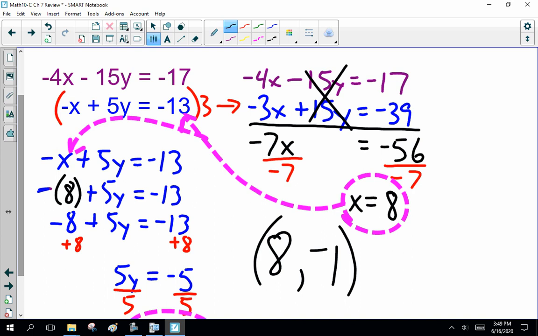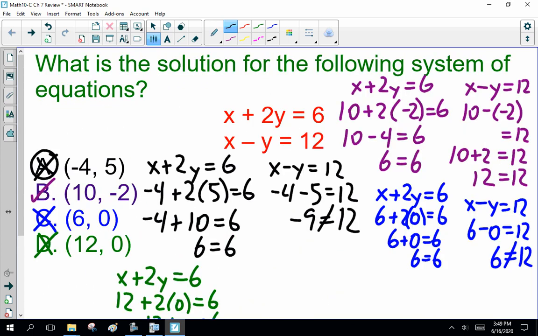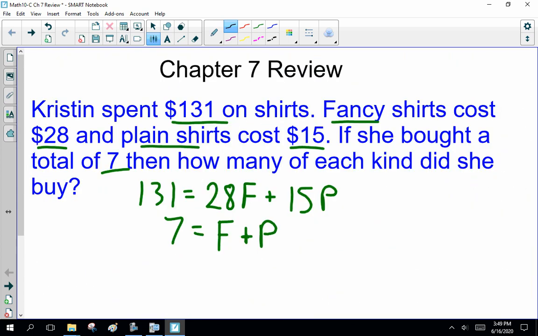All right, so that's solving by elimination. When I give you an equation, sometimes I'll say you have to solve by elimination, sometimes by substitution or by graphing, or I ask you to decide. So we go back here. 131 equals 28f plus 15p, 7 equals f plus p. Original question. Now, can we solve this by graphing? Yes. F and p become x and y. But I'm going 28x plus 15y. That looks kind of icky.